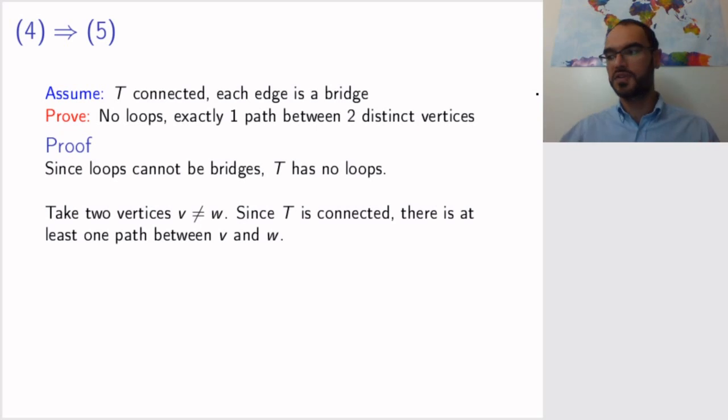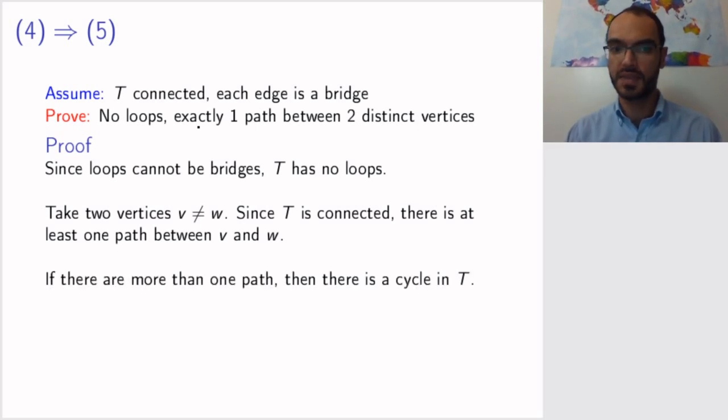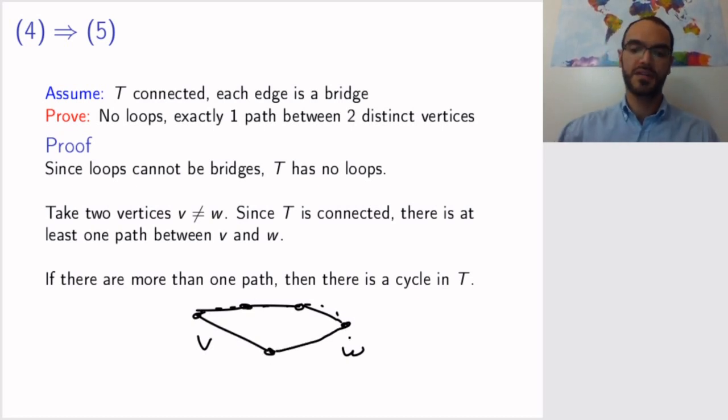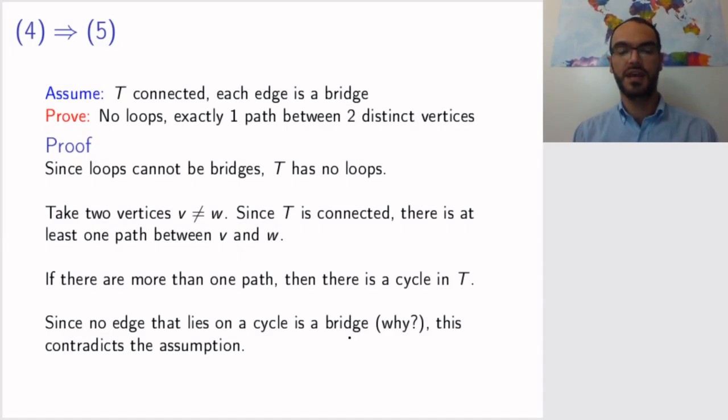So we need to prove that between any two distinct vertices, let's call them V and W, there is exactly one path. So we know there is at least one path because the graph is assumed to be connected. We need to prove that there are no more. But if there were more paths, then we would have a cycle, because we would have V here and W here, and maybe one path going somewhere and another path going somewhere else, and that would create a cycle. So therefore, there cannot exist more than one path. Why is that? Because if we have more than one path, that means we have cycles. But we're assuming that each edge is a bridge. And a bridge cannot lie in a cycle.